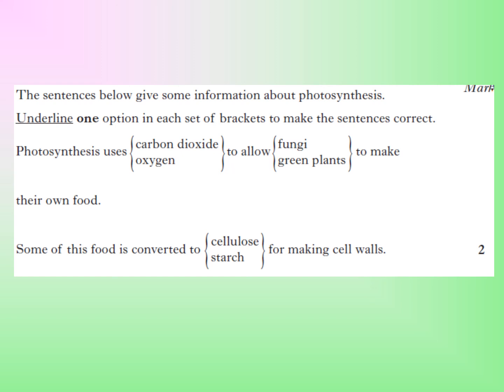So, photosynthesis uses what's required? Carbon dioxide. Now we know that. We know that a whole stage in photosynthesis is named after carbon dioxide, the carbon fixation. So photosynthesis uses carbon dioxide to allow green plants to make their own food, and some of this food is converted to cellulose for making cell walls. Now some of the food is converted to starch, but not for making cell walls. Remember, starch is a storage carbohydrate.